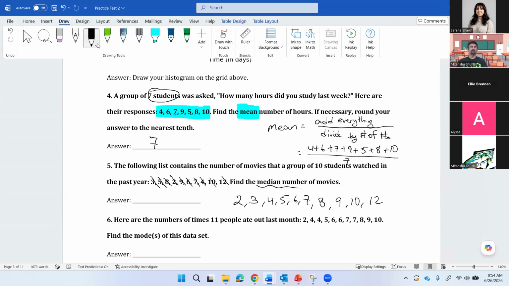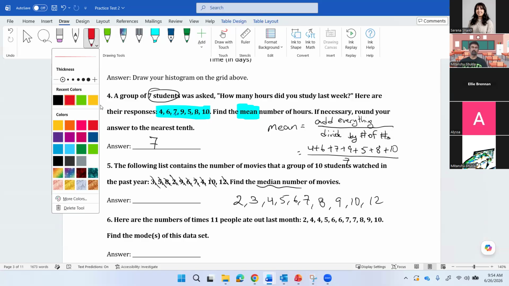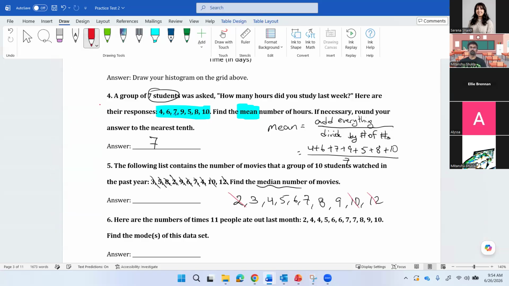Okay. And then I cross out my ends. And if I have 2 numbers left, I add those and I divide by 2. So we're going to do 6 plus 7. We're going to divide that by 2. That should give us 13 over 2, which is 6.5. If there was just one number in the middle, that would be your answer. Okay? Any questions?